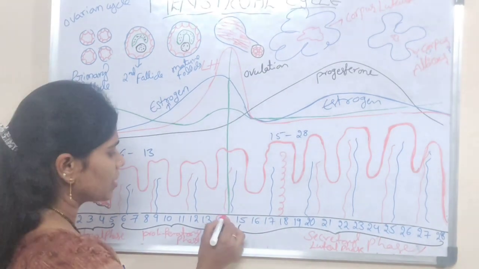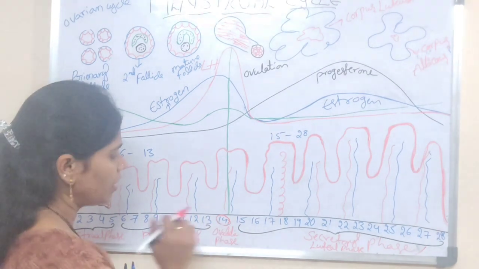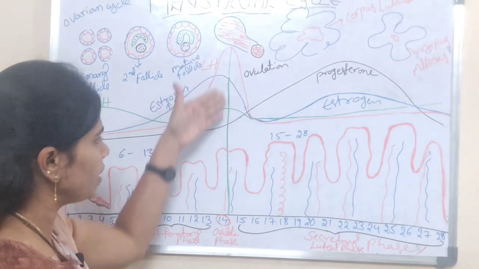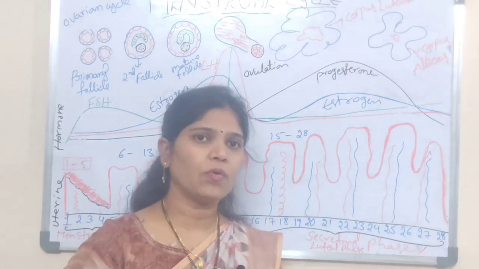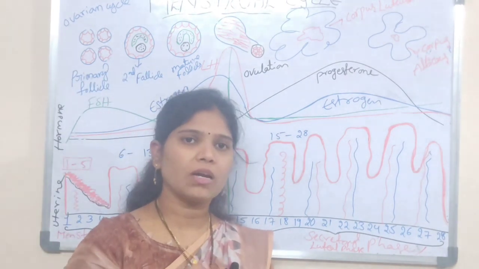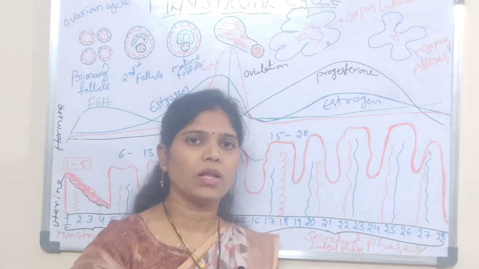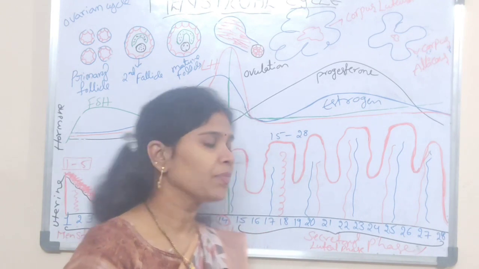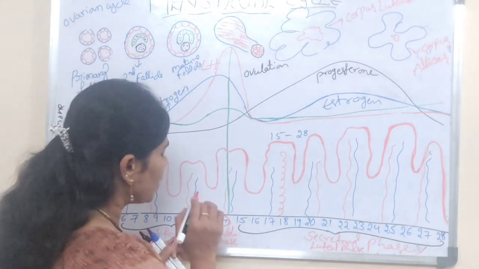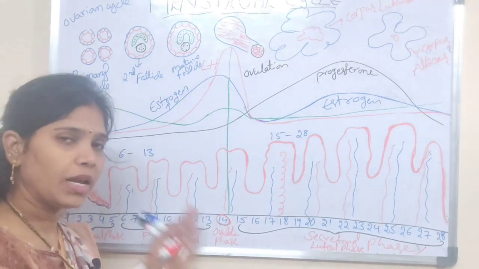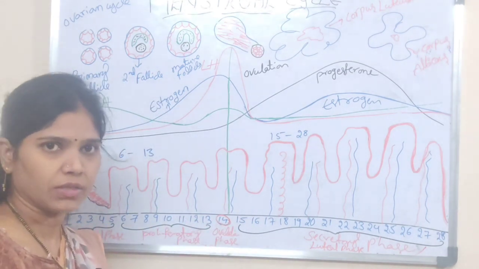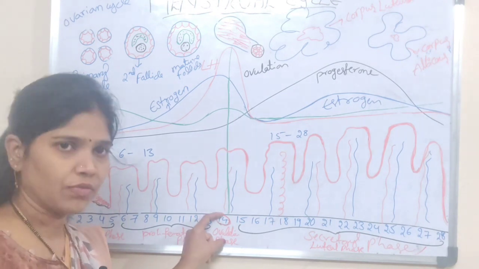And on the 14th day there is one speciality. On the 14th day there is a release of the egg from the ovary. That is called ovulation. So what is the meaning of ovulation? The release of the egg from the ovaries is called ovulation. This is the simple definition. If the female has sexual contact on that day, there is a high possibility of pregnancy. This is the ovulation phase.